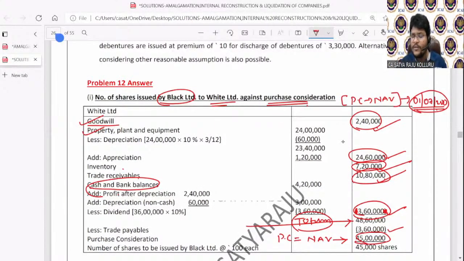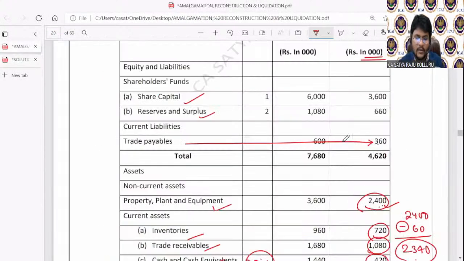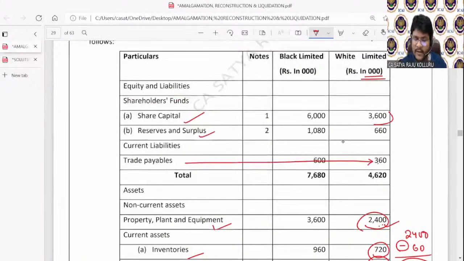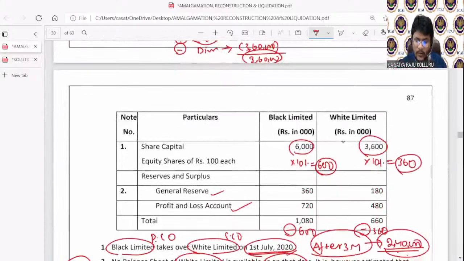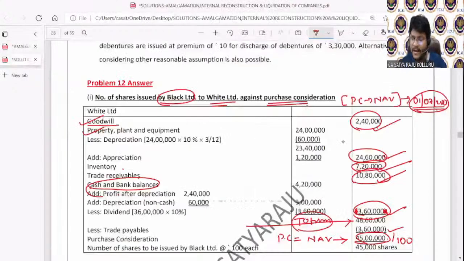Then how many shares are to be issued? 45 lakhs divided by face value 10 rupees per share. Sorry, the face value is not 10, guys. Here the face value is 100, because the share capital is given as 36 lakhs, and under the notes to accounts it is clearly given that the face value is 100 rupees in both companies. That's why Black Limited is going to issue at the rate of 100 rupees, so the number of shares would be 45,000 shares. Such a simple issue. Do we agree, all of you?